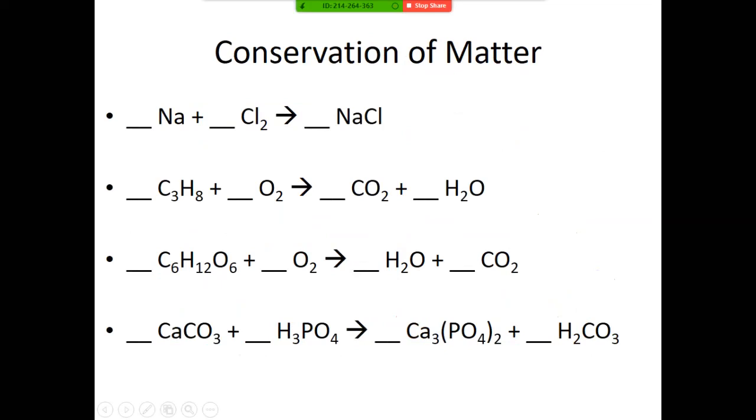I'm not going to get too much into this slide. In chemistry class, you would do more with balancing equations. But just to illustrate for you a law called the conservation of matter, basically you can't get something from nothing. So when you're doing chemical reactions, you always have to account for all of the atoms.